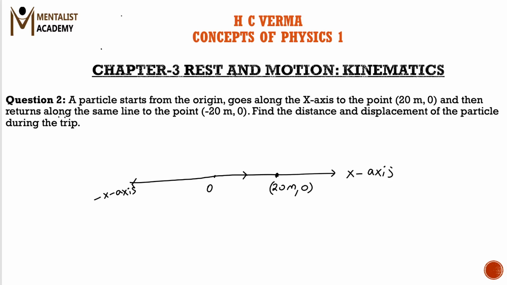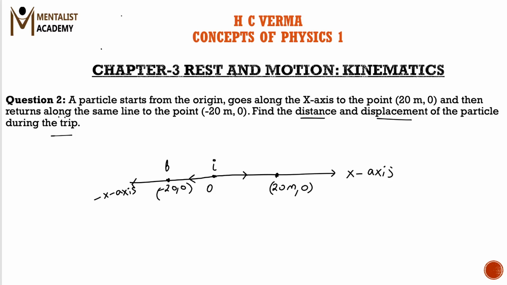and reaches the point -20, 0. So we have to find the distance and displacement of the particle during the trip. So the trip starts from the origin, so this is the initial point, and the trip ends at -20, 0. So this is the final point. We have to find the displacement.